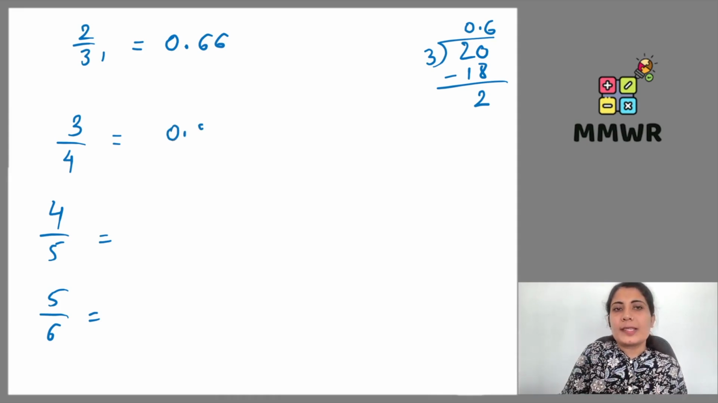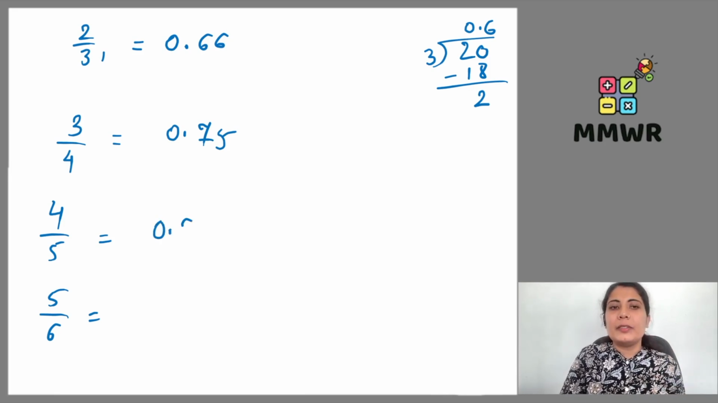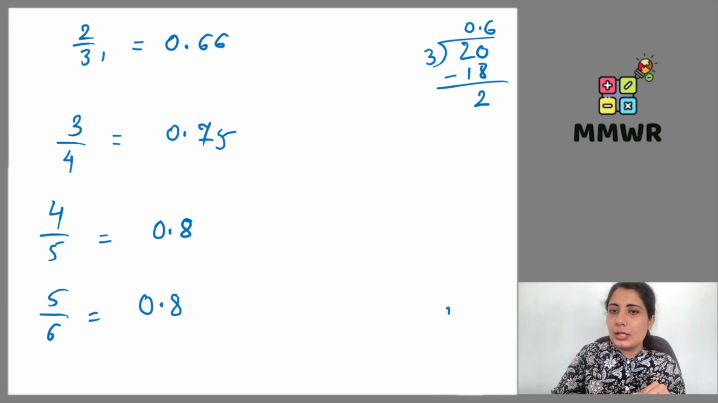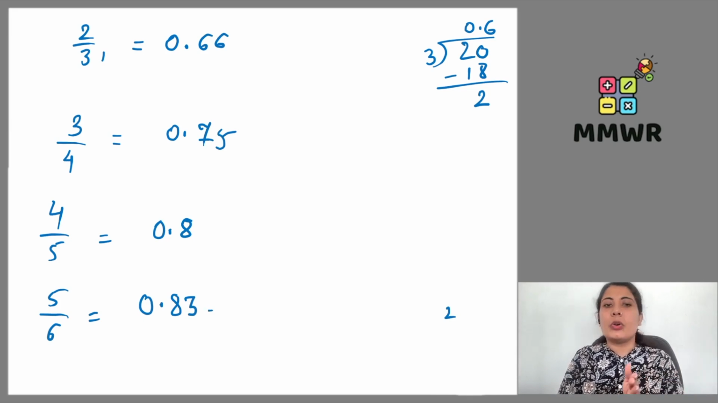Now 4 sevens are 28. 30 minus 28, remainder 2, 4 fives are 20. This is a terminating one. This is terminating. 5 eights are 40. 6 eights are 48. 2 remainder. 6 threes are 18. Then again 2 remainder. So this will go on and on.